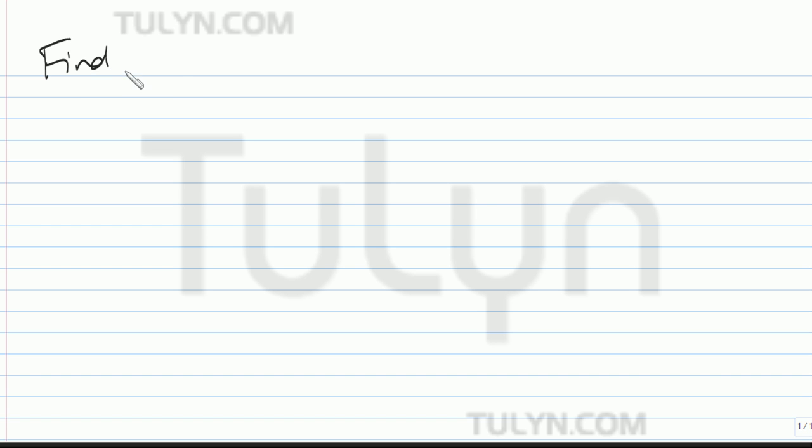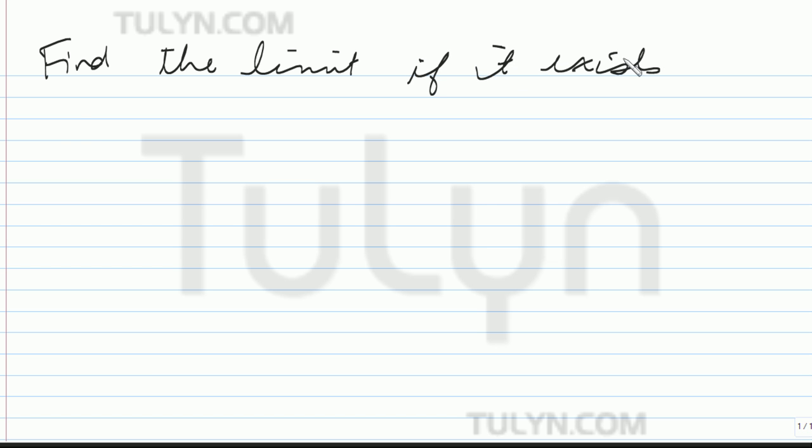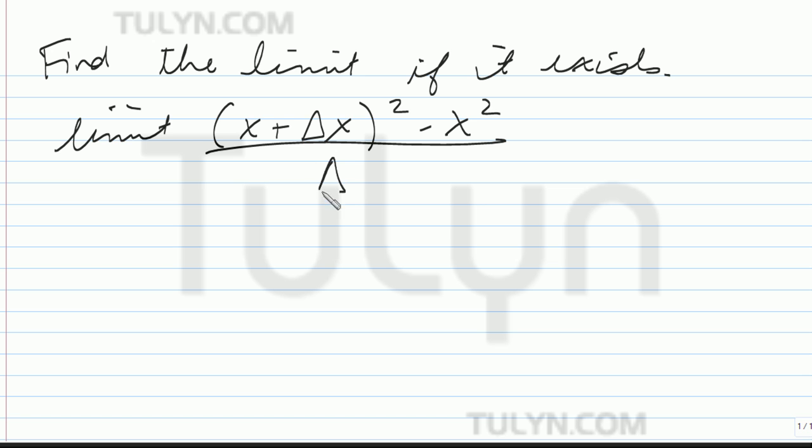Find the limit, if it exists. The limit of (x plus delta x) squared minus x squared over delta x, as delta x approaches 0.